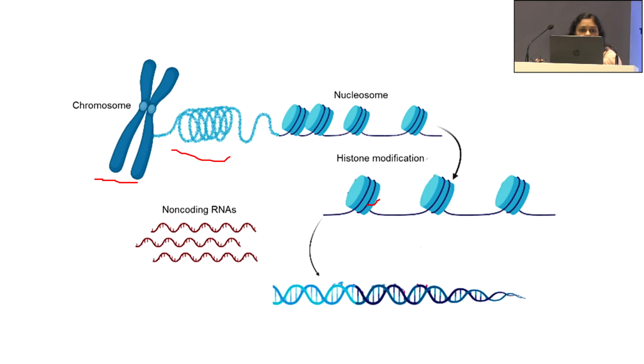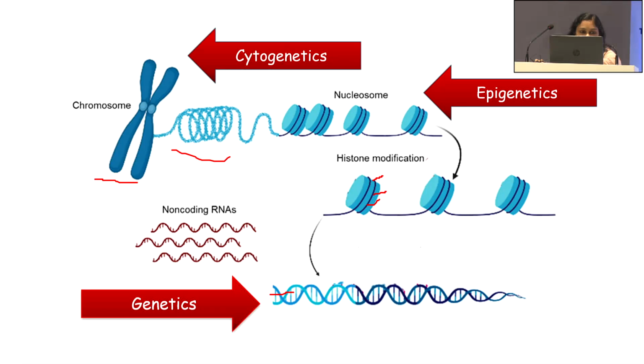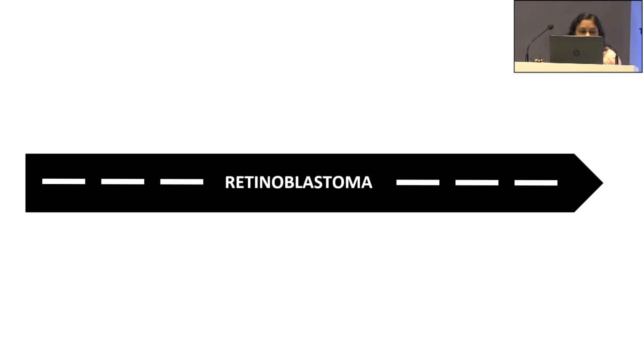So a change can occur anywhere. It could be in the DNA sequence, which is called molecular genetics, or without affecting the DNA sequence, there could be a modification in the DNA or in the histones, which we call epigenetics. It could also be a change in the chromosome, which is called cytogenetics. Also, it could be a change in the transcript or the mRNA, which is called transcriptomics. So with this basics, let's start with retinoblastoma.